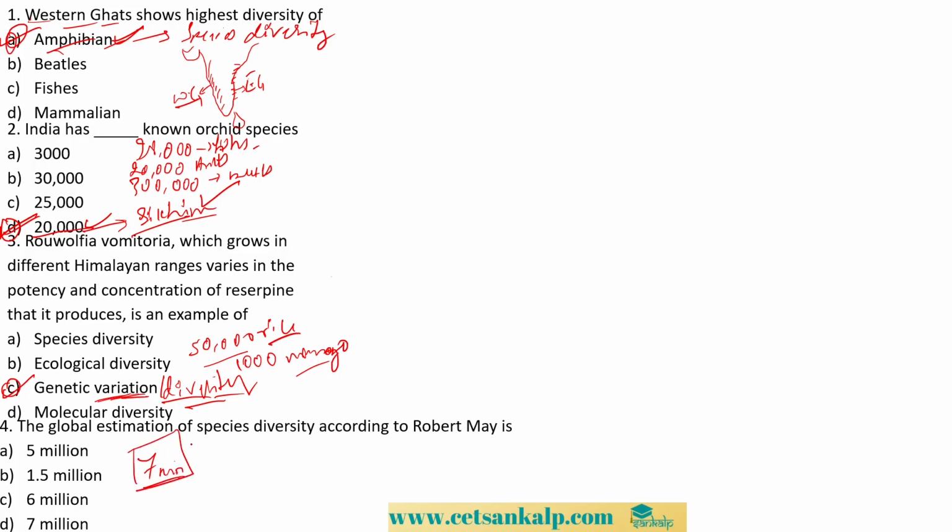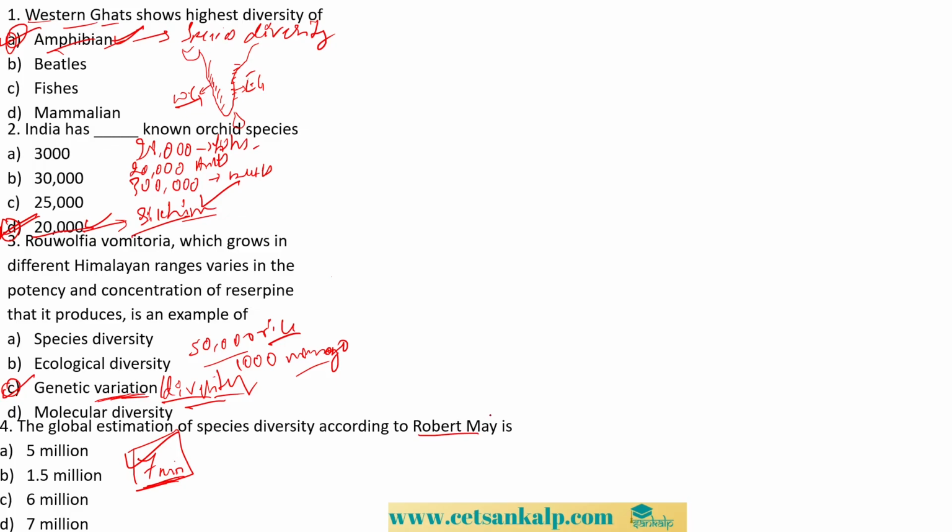Okay, Robert May is a scientist. According to him, on our Earth we may find a maximum of around 7 million species. Some people say there may be around 20 to 50 million, but that is not true. Maximum we may find around 7 million species. So this is the estimation given by Robert May.